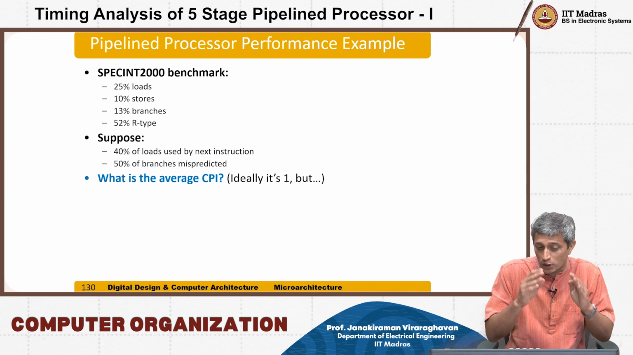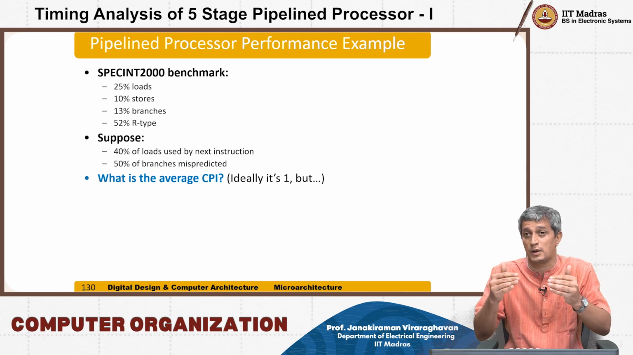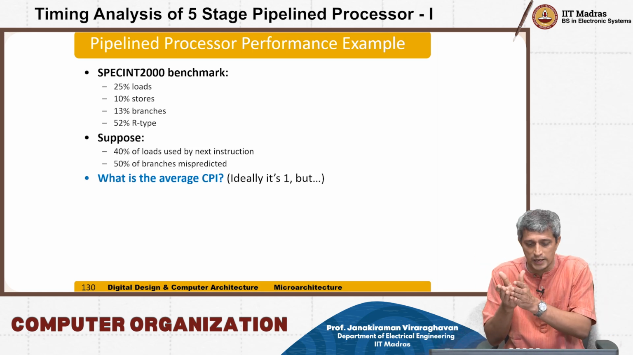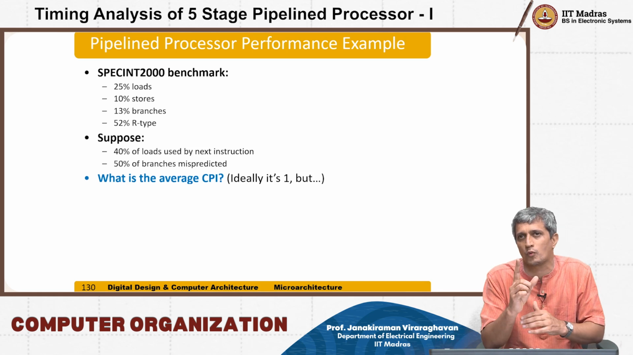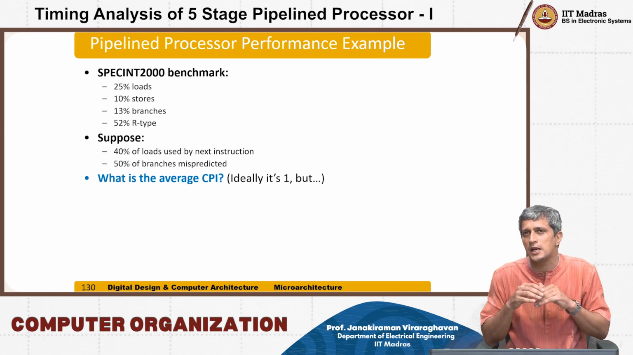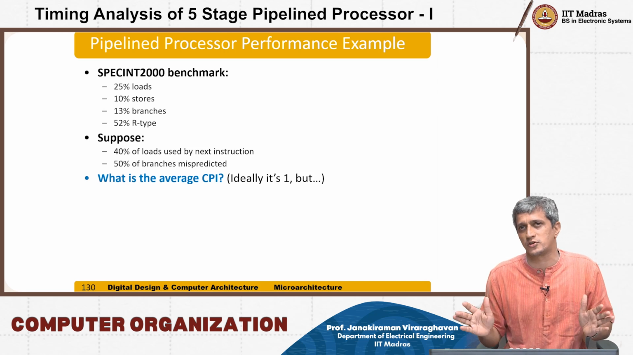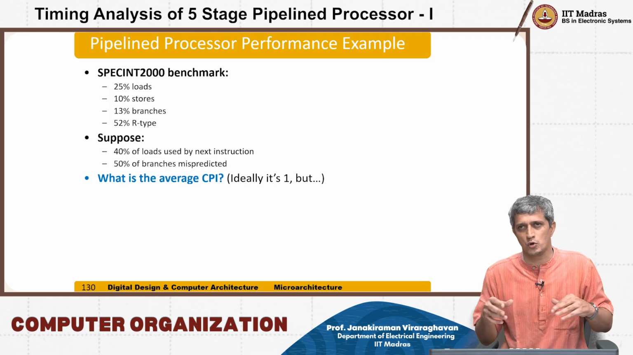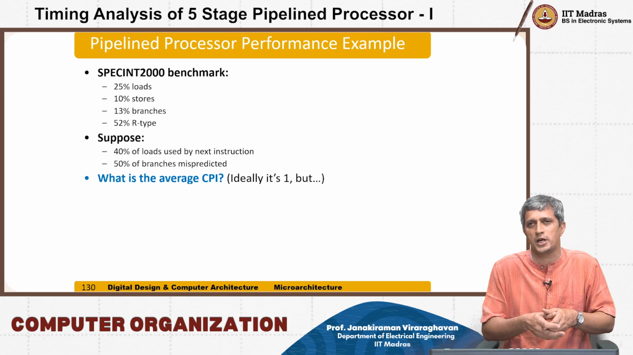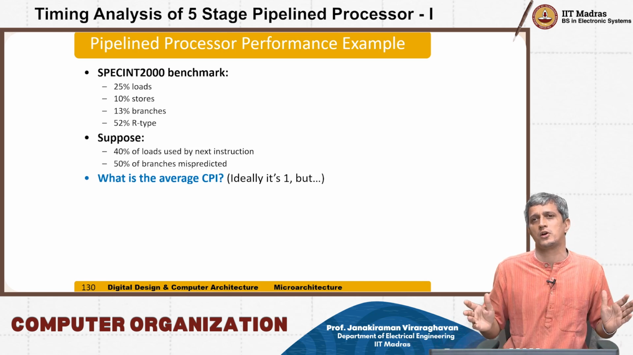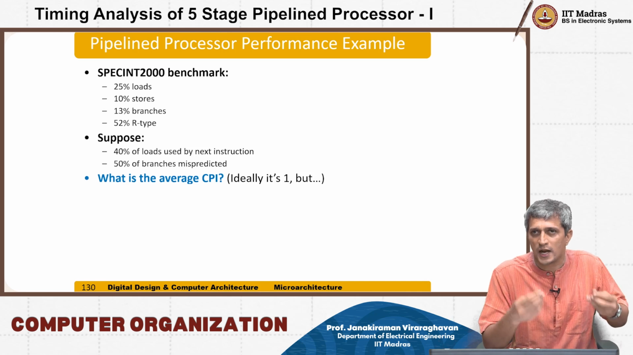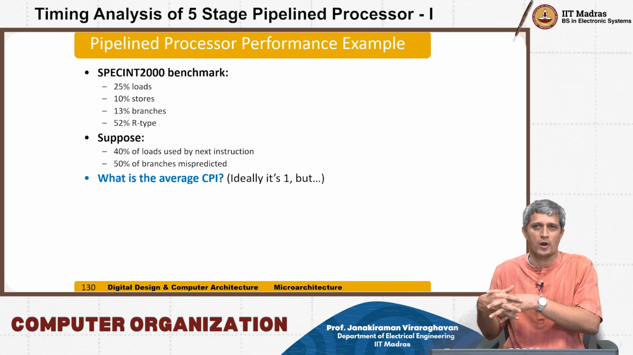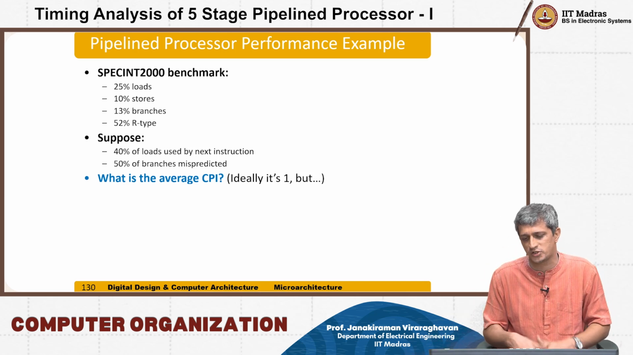Therefore, we are saying that 40% of those loads are being used by the next instruction. That means you are trying to load into a register and use that immediately. Therefore, there is no choice but to stall for one additional cycle there. Basically all of this is going to affect your cycles per instruction. Also, 50% of the branches are mispredicted. That means you are assuming that the branch is not going to be taken. You prefetch and keep everything, but 50% of the time the branch may happen, and therefore you end up flushing those two instructions, and then you start all the way from fetching of the next instruction after the branch is taken.